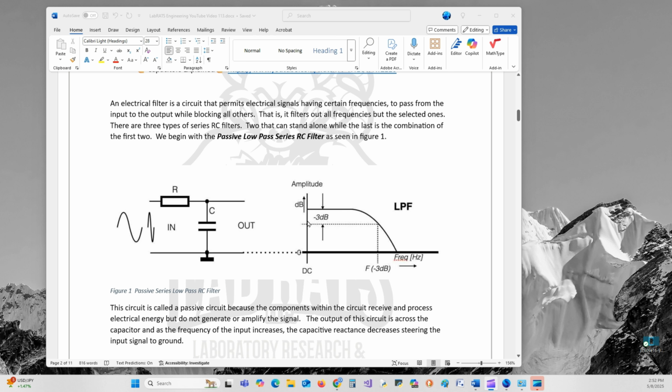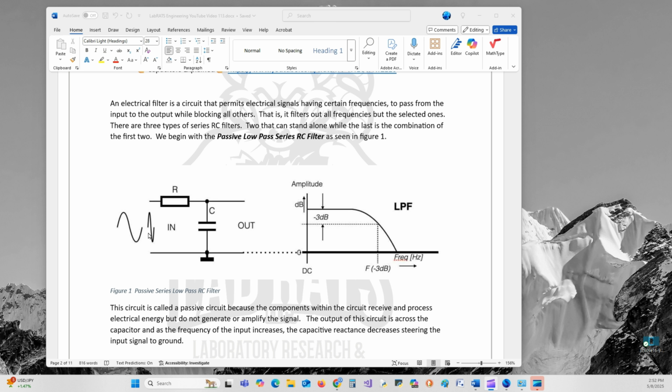But as we're studying the electrical filter, it is a circuit that permits electrical signals having certain frequencies to pass from the input to the output while blocking all others. That is, it filters out all frequencies but the selected ones that we want and design around. There are three types of series RC filters, two that can stand alone, while the last is a combination of the first two. We will begin with the passive low-pass first order series RC circuit as seen in figure 1.